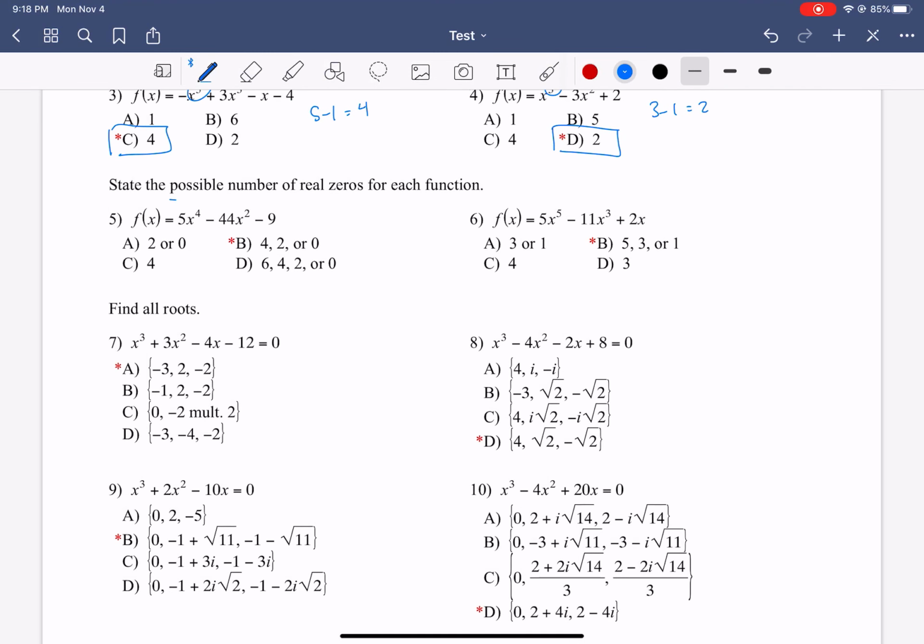Number 5 and 6, the possible number of real zeros, the max. I walked around and talked about this, and I said don't worry about all these other things here. The maximum number of zeros is always just equal to the degree. Our degree here is 4, so the correct answer was B. Our degree here was 5, so the correct answer was B. For this one, the way that it was written was kind of weird. What this is saying is if we ever have an imaginary or complex zero, they come in pairs.